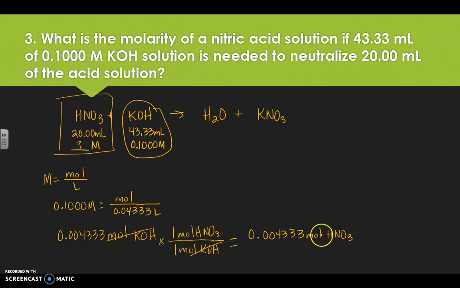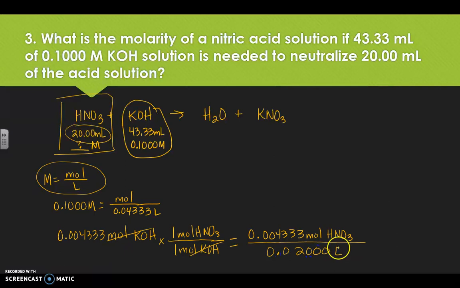Now that we have moles of the substance we're looking for, we need to find the molarity. And remember here, molarity is moles over liters. Well, we have moles, we have milliliters, and we can change that into liters, 0.02000 liters. Okay, so now all we have to do is take that and divide by 0.02. And when we divide by that, it gives us 0.21665 liters of HNO3. Not liters, sorry, moles over liters, which is molarity.